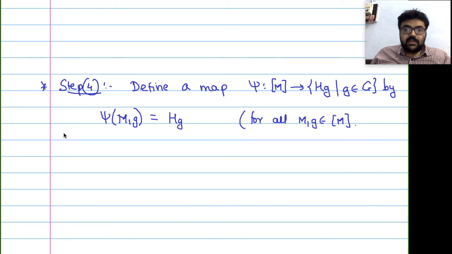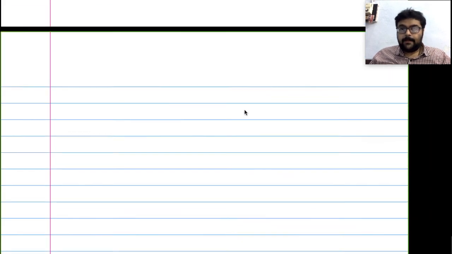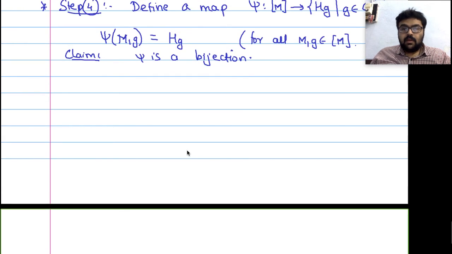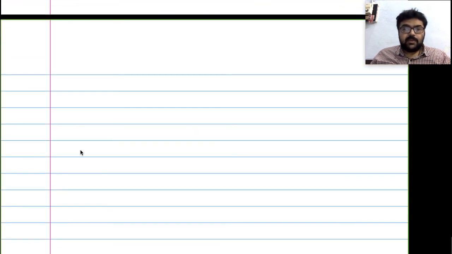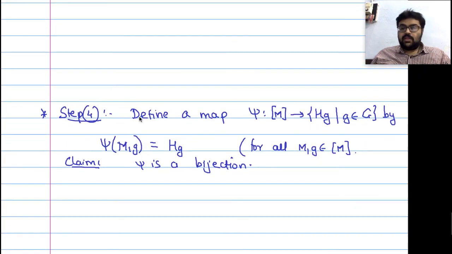Then our claim is that psi is a bijection. Let us leave some space for the bijection, and then finally, if psi is a bijection, what is the conclusion? What we get will prove our theorem.